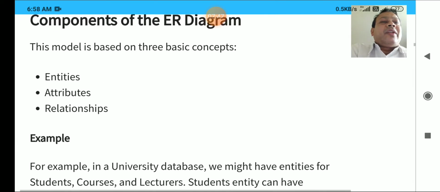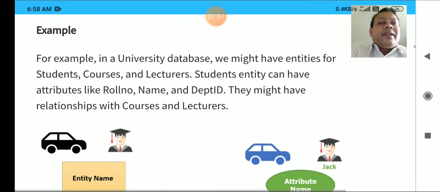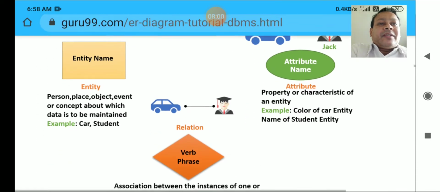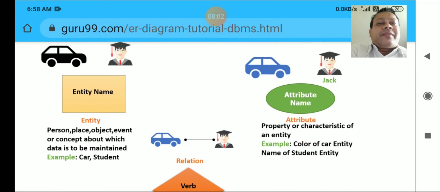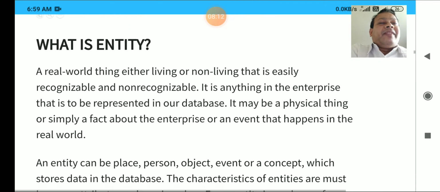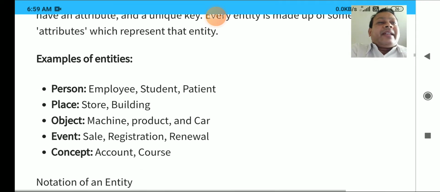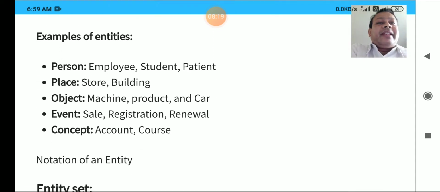Clear? Just now I dictated that a student table is there, a faculty table is there, and how this faculty and students are related with each other. We are going to go into detail. Here they have shown the entity, and then the attribute name. So the entity is the name of the table and the attribute is the column name of that table. That is, the table is your entity.